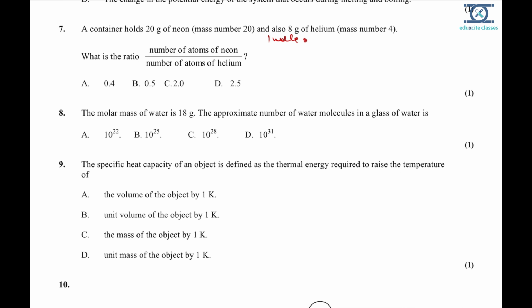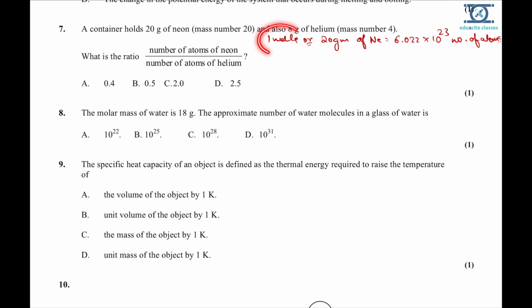For example, 1 mole is equivalent to 20 gram of neon, because the mass number is 20. So 20 gram of neon has the Avogadro number of molecules, which is 6.02 times 10 to the power 23 atoms. So this is the number of atoms in 20 gram. Why 20 gram? Because this is 1 mole.